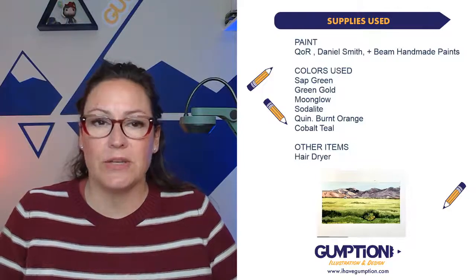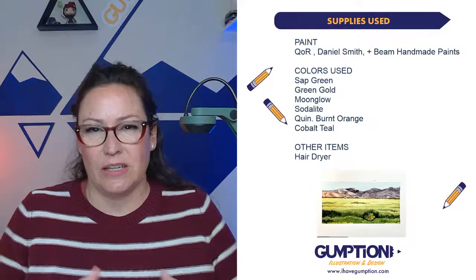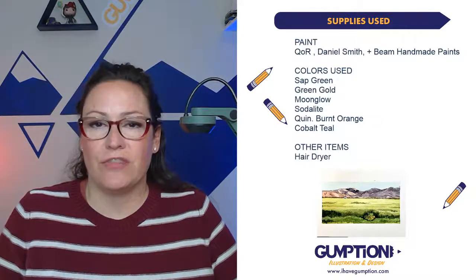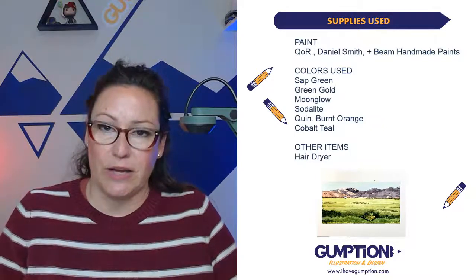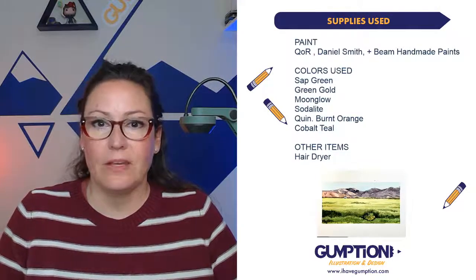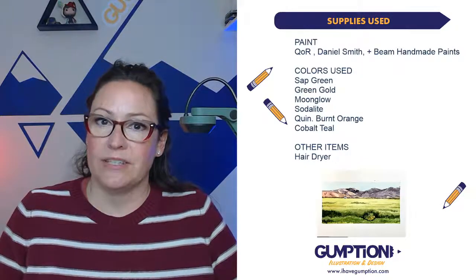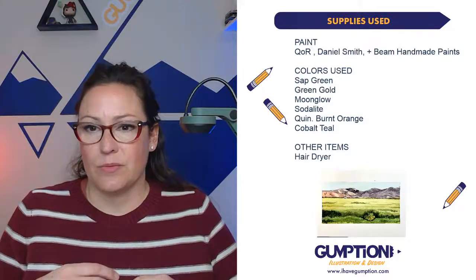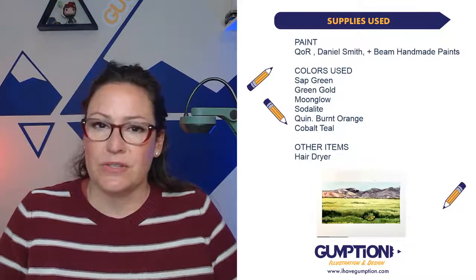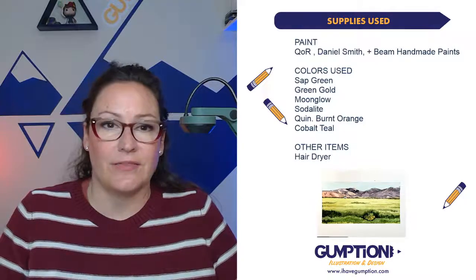So tonight I'm going to be using sap green and a green gold, which is kind of a yellowy green, and Moonglow, which is a purple color, which you can achieve by mixing blue and red paint, and Sodalite, which is like a Payne's gray color. Quinacridone burnt orange is a color that I'm gonna be using, and when we get to that point, we'll discuss some options there. If you have some rose colors or brownie colors, you could use those as well. Burnt sienna would be a great color to use as an alternative too.